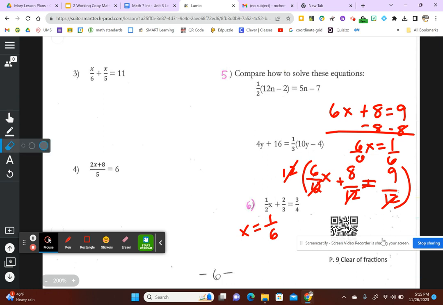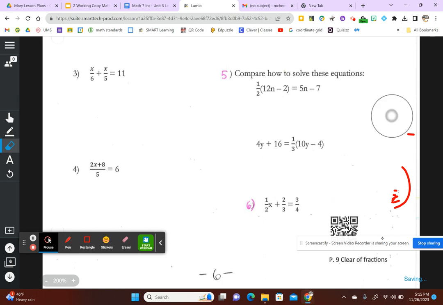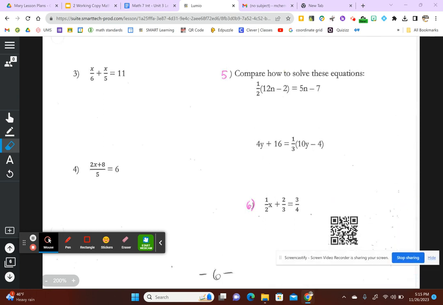Okay, so again, to review, if you can rename all the fractions to have a common denominator, then you multiply by the common denominator, and that gets rid of all your fractions.